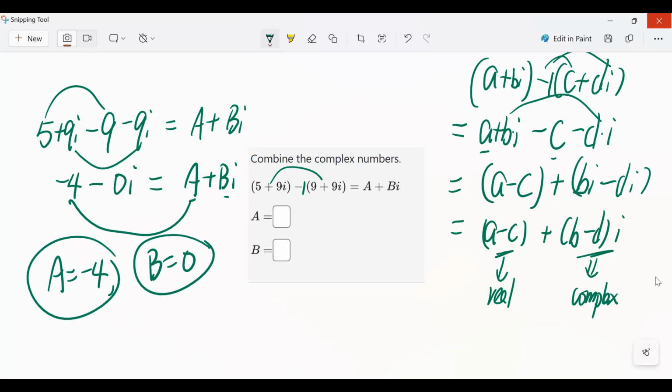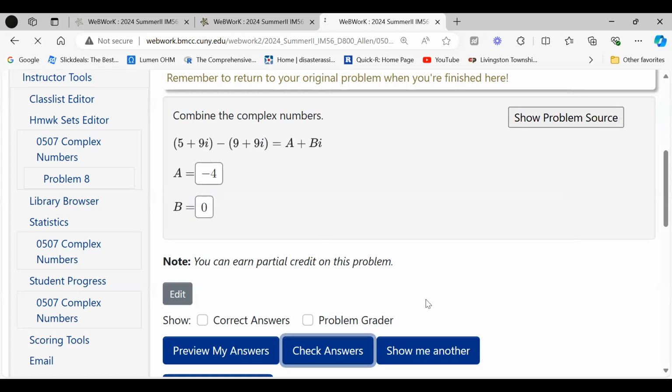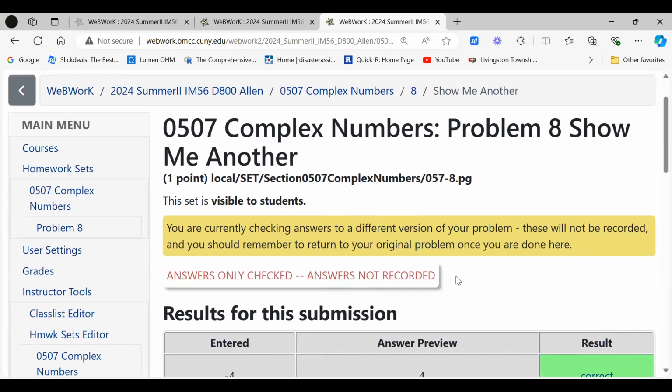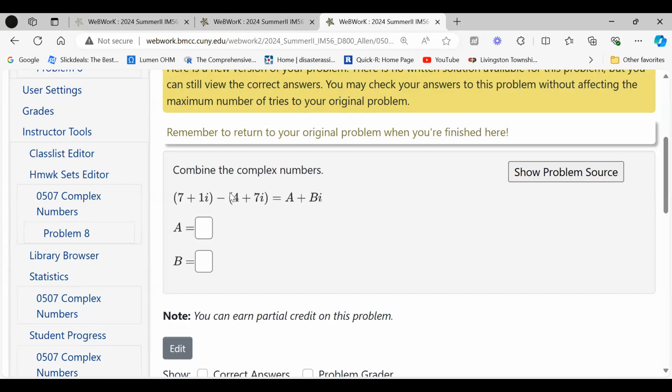That's basically how you deal with subtraction of two complex numbers. So it's -4 and 0. -4, 0. Answers, they're both good. And then you try another one. This.